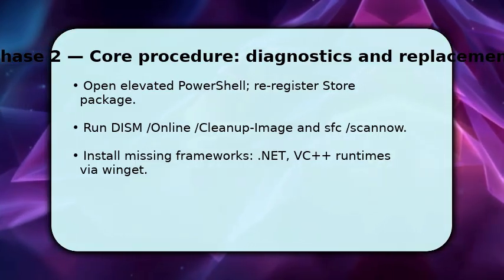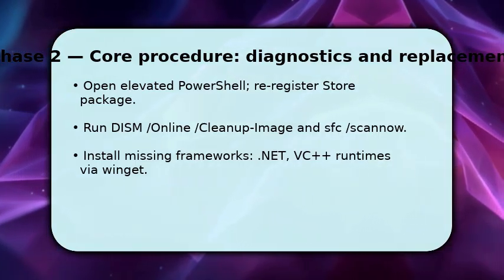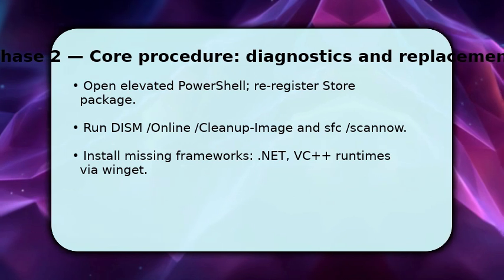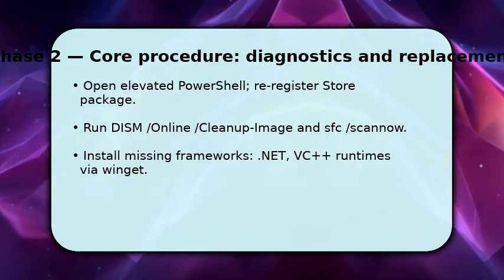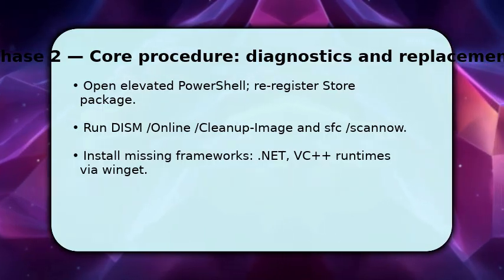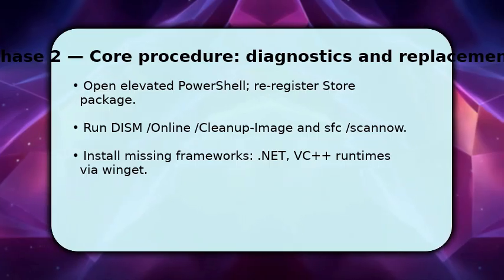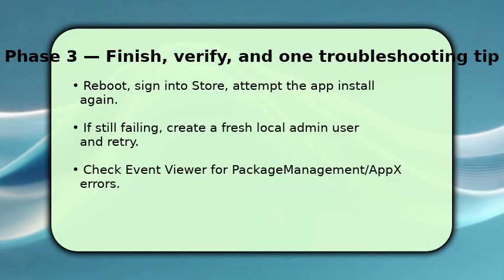Then, use Winget or Add/Remove Programs to install or repair .NET and Visual C++ runtimes. Finish by rebooting to apply repairs, then sign back into the store and attempt the installation. This confirms whether dependencies now validate.